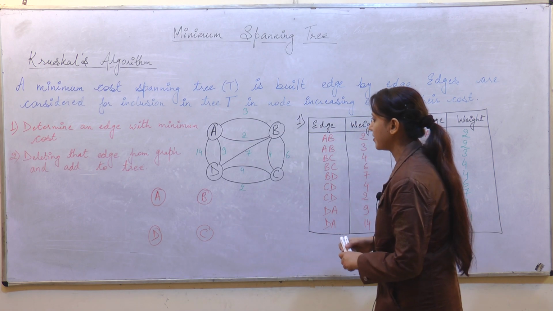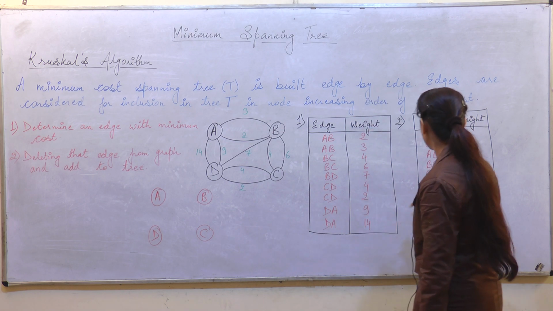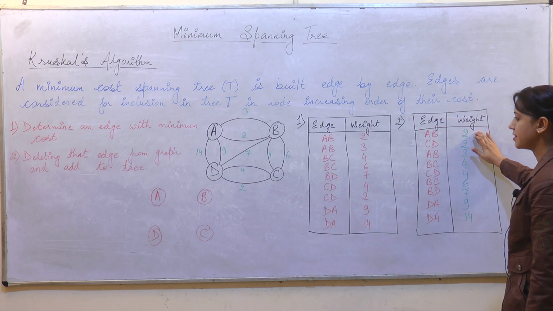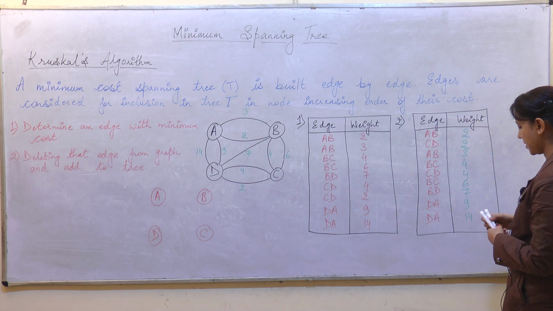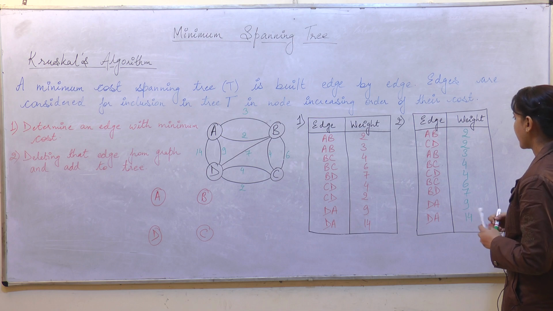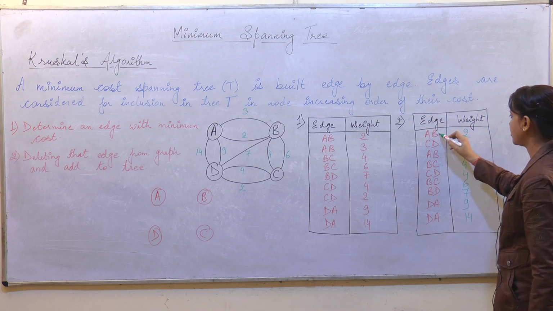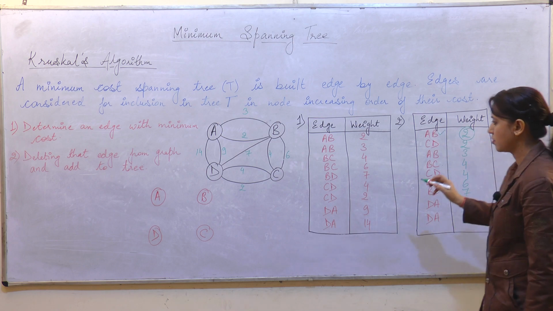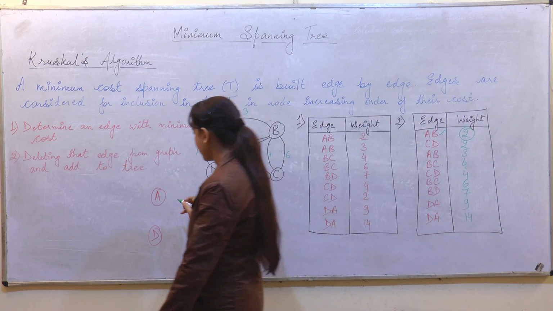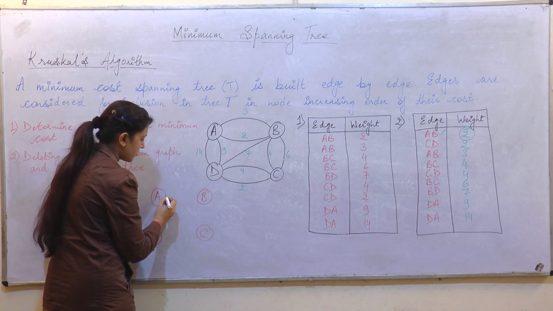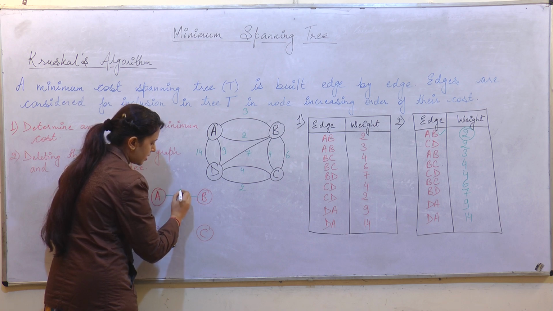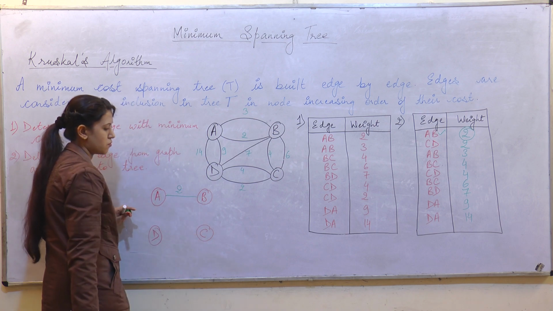So what we will do, we will take the first edge with minimum weight. First edge with minimum weight is AB. That is the edge AB with minimum weight 2. So we will connect our nodes A and B with an edge, and this edge has weight 2.